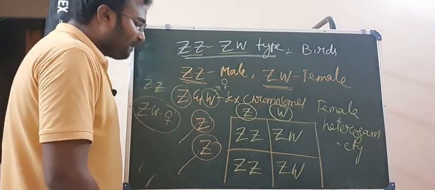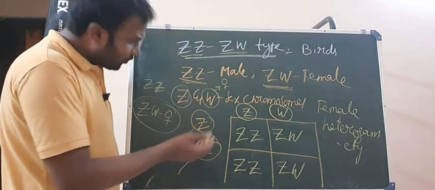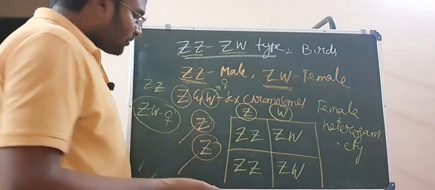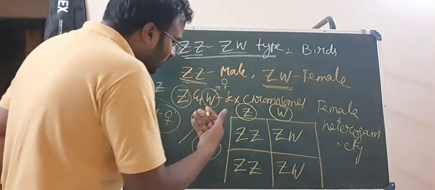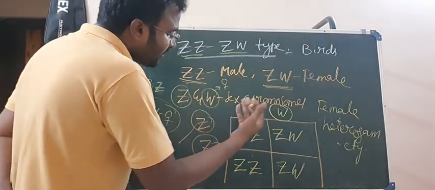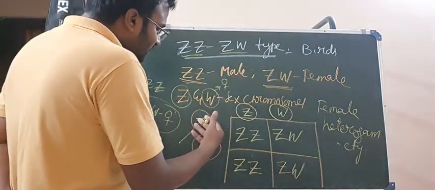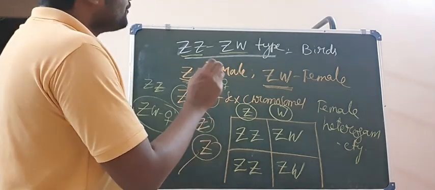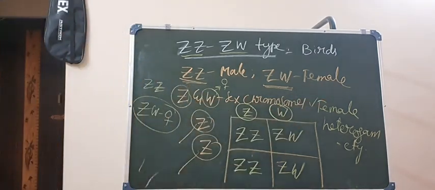Only one type of sperm is there now, only Z type. So the sperm does not matter here. The sperm produced by the male does not matter at all. If the sperm combines with a Z egg cell, then it is a male. If the sperm combines with a W egg cell, then it is a female. We call this process female heterogamety. Let us see the next one.